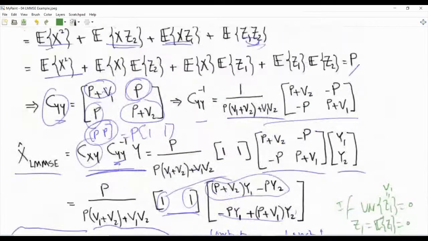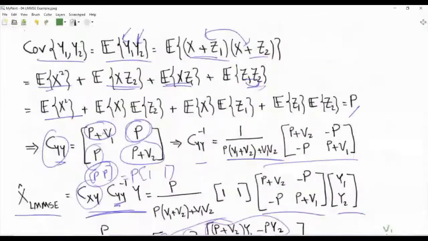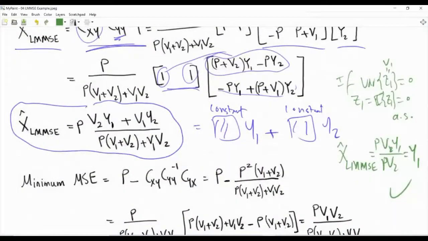Basically, your first observation is X plus Z1. If there is no measurement error or noise, if Z1 is 0 almost surely, with probability 1, then your first observation is not a noisy version of X, it is X itself. So it makes sense that your best guess regarding X will be Y1 itself. So this formula, sort of asymptotically, makes sense. You can play this game: what if V2 is 0, and so forth.